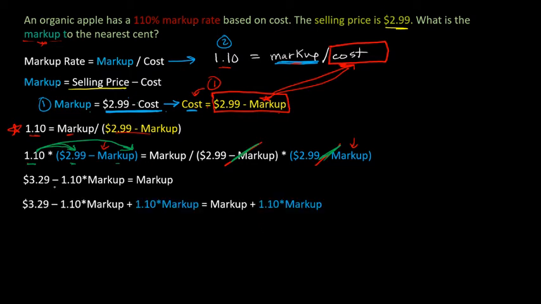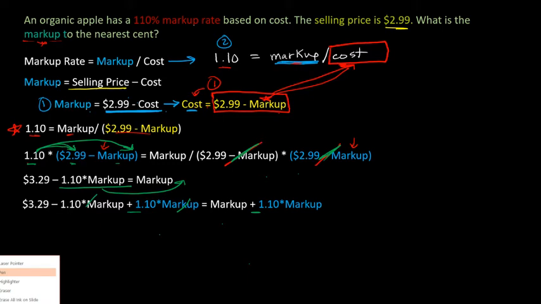I'm going to move 1.10 markup to the other side of the equation by addition. So I'm going to add 1.10 markup to both sides of the equation. That cancels out on the right-hand side. And I'm left with 3.29. Let's see if I can get my animation. Okay, not responding for some reason. That's okay. We'll take it from here by pen.